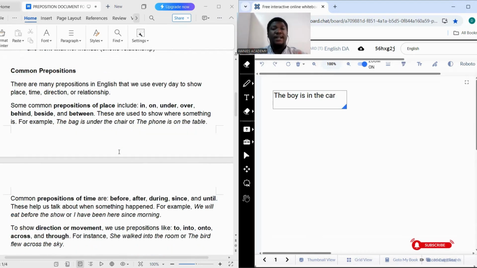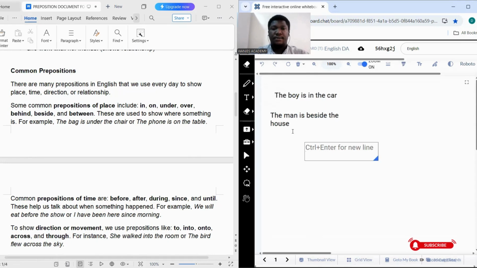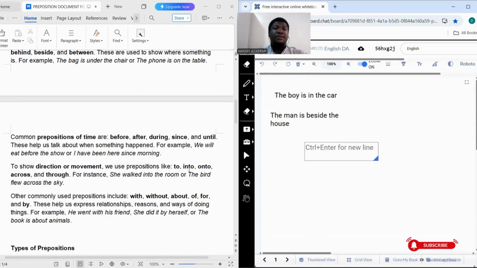Now, for example, the bag is under the chair, the phone is on the table, the boy is in the car. Another example could be the man is beside the house. These are all examples of prepositions of place. Now, prepositions of time show us when something happened. Examples of prepositions of time are before, after, during, since, and until. For example, we will eat before the show, or I have been here since morning.